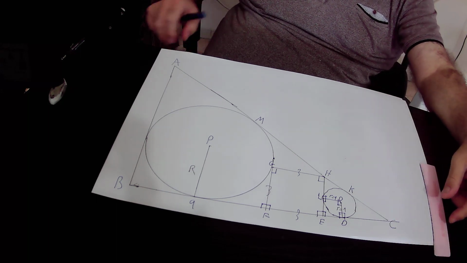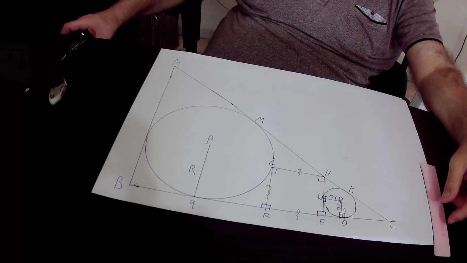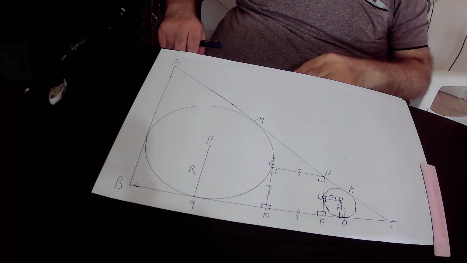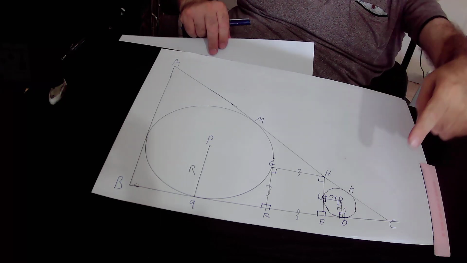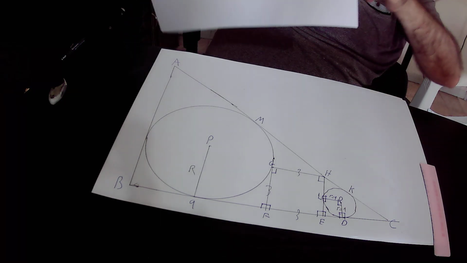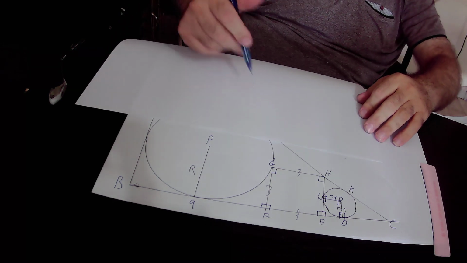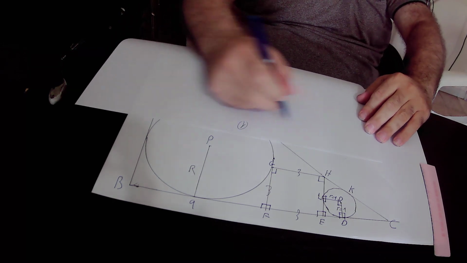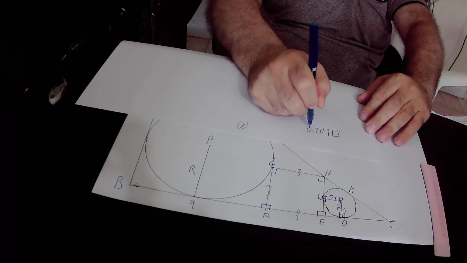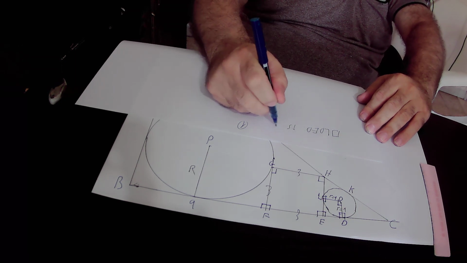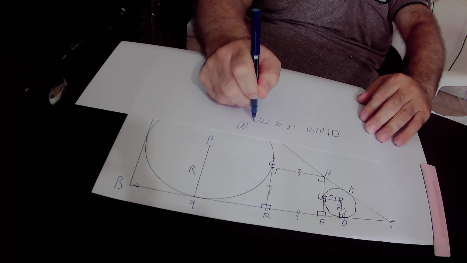And any quadrilateral that has 4 right angles must be at least a rectangle if not a square. So we conclude that quadrilateral LOED is a rectangle. So I write it down. Quadrilateral LOED is a rectangle. Why? Because it has 4 right angles.